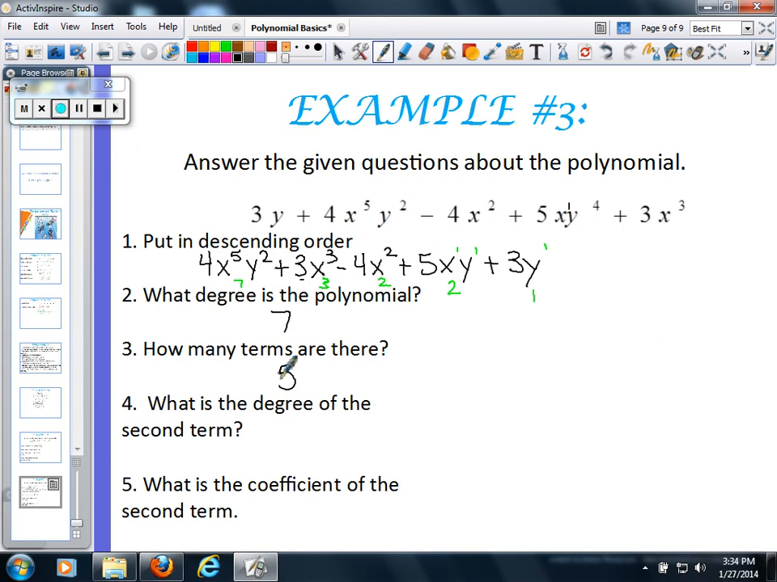Remember, terms are always separated by addition and subtraction, not multiplication and division. So I have one term here, it's separated by an addition. Here's the second one, third one, fourth one, fifth one.